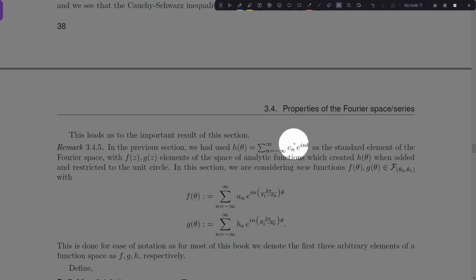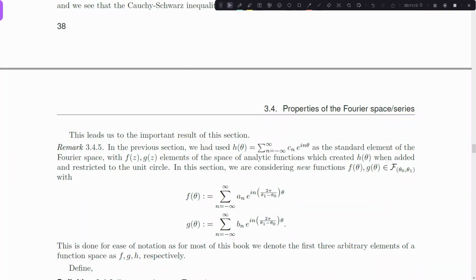I'm going to move into just talking about my two functions in the Fourier space as f and g. These are going to be different f's and g's than they were in the last section. So this is just f and g being two elements of my Fourier space for an arbitrary theta 0, theta 1. And the coefficients of f are going to be a sub n. The coefficients of g will be b sub n. And we're going to see how to take an inner product of these.